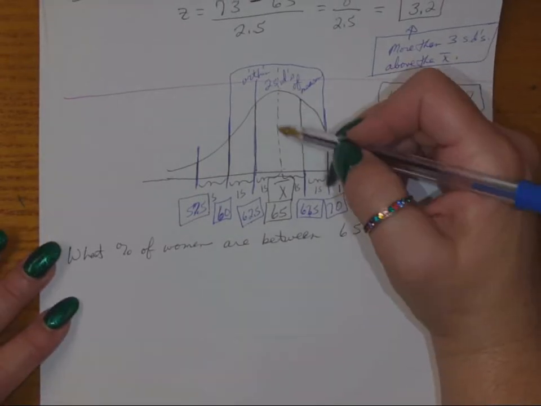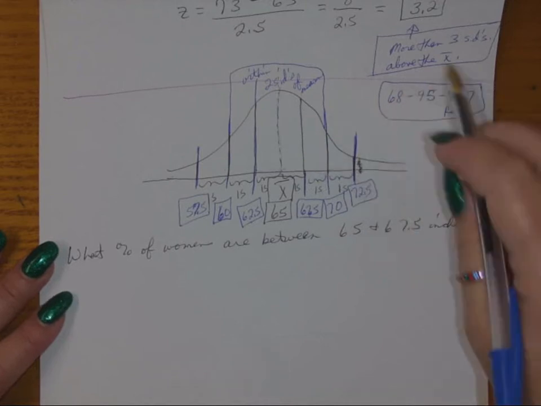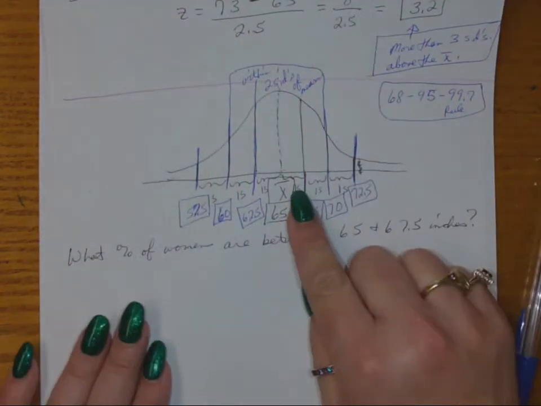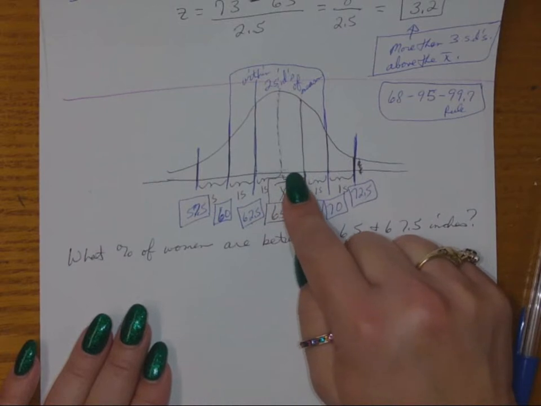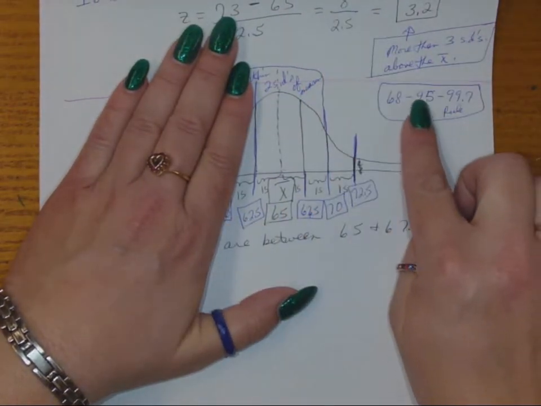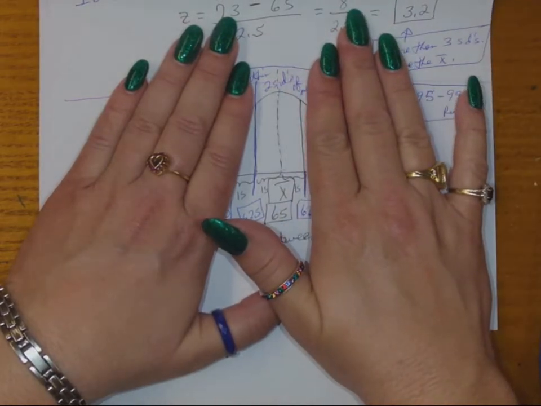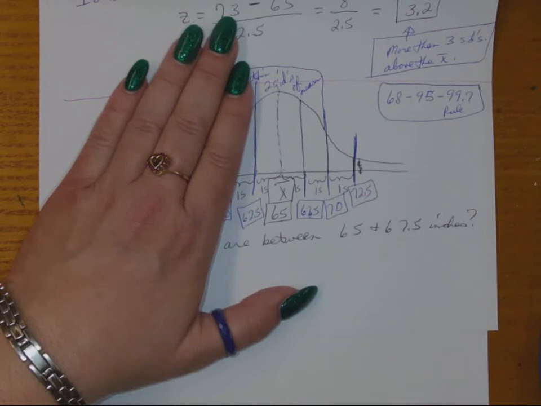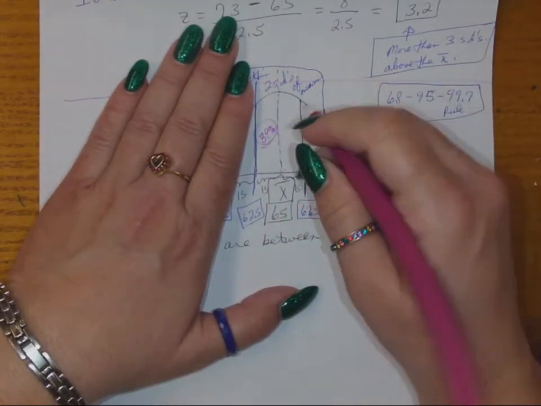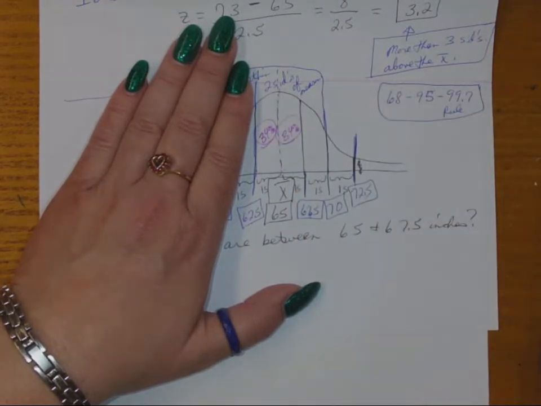So 65 was my average, 67.5 was my first standard deviation, so I'm looking right in here at my first standard deviation. They want to know what percentage is in here. Well, we know within 1 standard deviation is that 68%, right? But I have 2 bars there, so how do I figure that out again? 68 divided by 2 is what I hear in my head. So the left-hand side is 34% and the right-hand side is 34%.